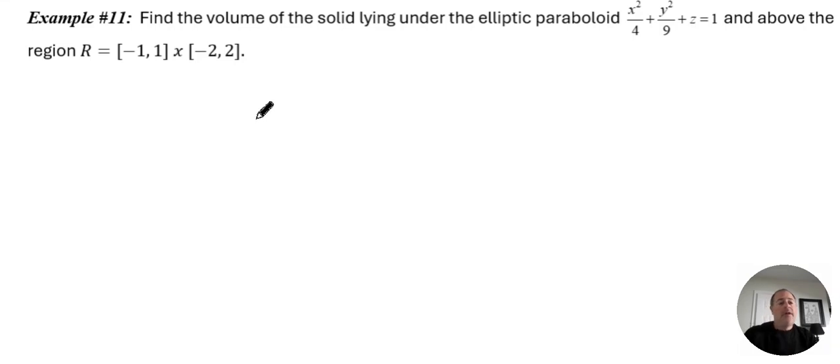Hi guys, we are in our final example for lesson 16 where we're doing double integrals. This question is asking us to find the volume of the solid under the elliptical paraboloid x squared over 4 plus y squared over 9 plus z equals 1 and above the region of -1 to 1 and then -2 to 2.